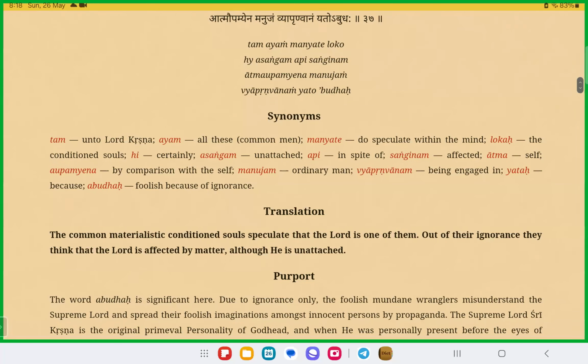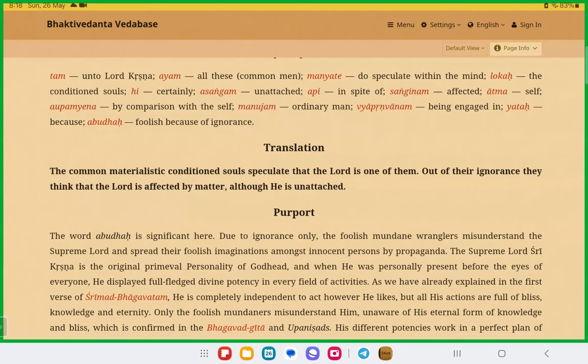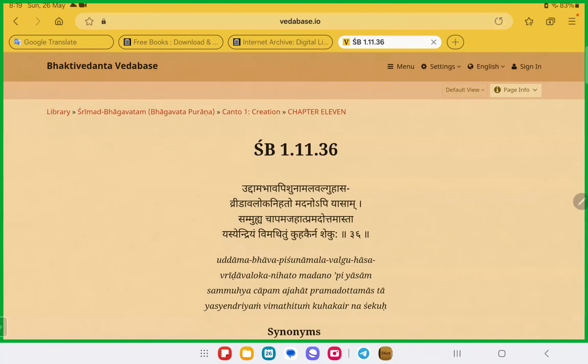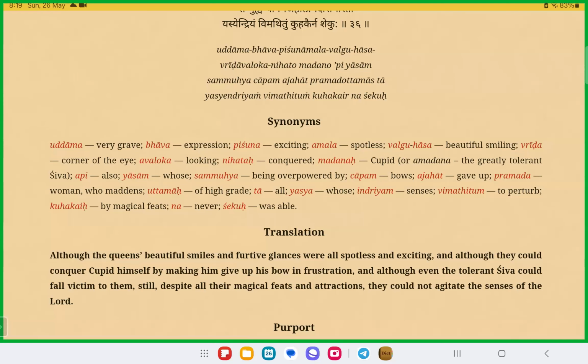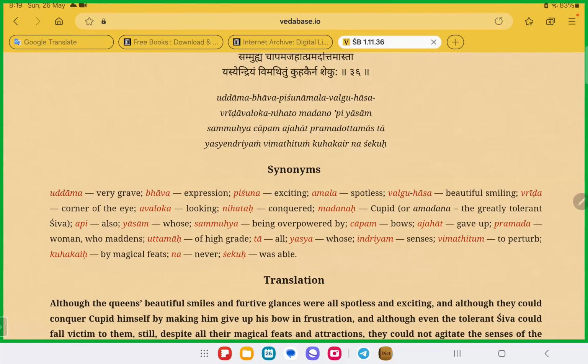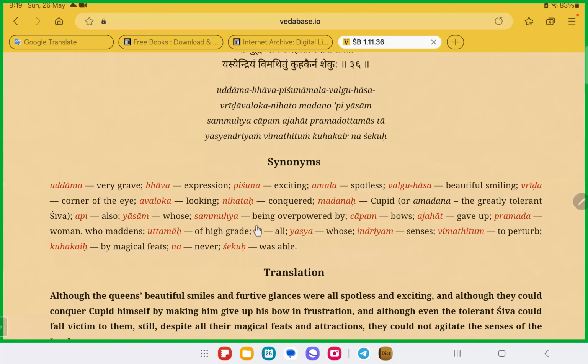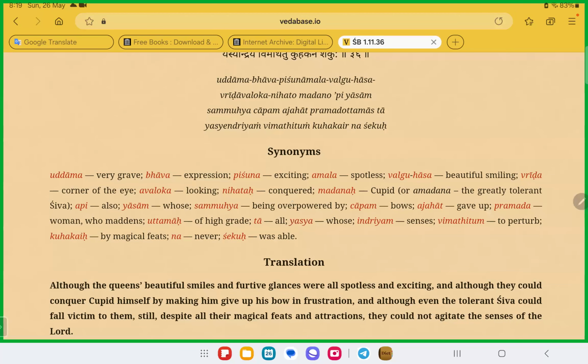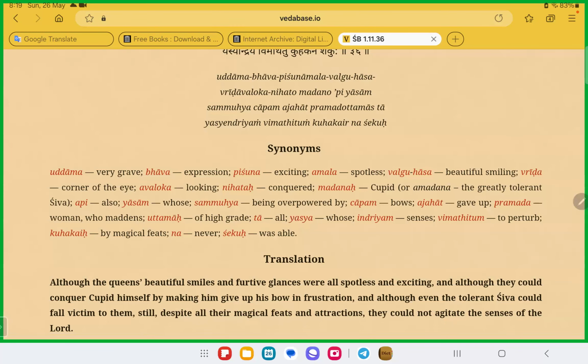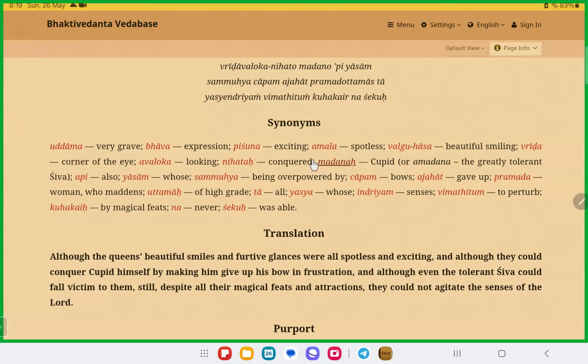And also the Vyaprinvanam is being engaged in. It says being engaged in. Okay. So Uddama Bhava, Uddama is very grave. Bhava is expression. Pishuna is exciting. Amala is spotless. So basically, they are like adjectives of the smile. Yeah, they are just adjectives of smile.